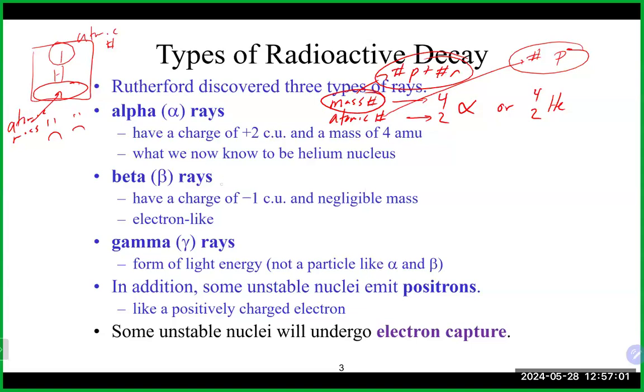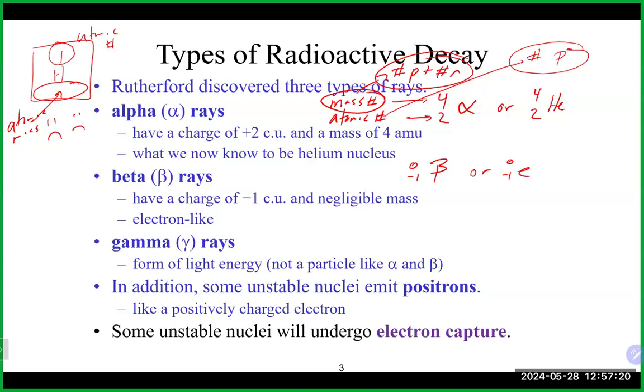When we talk about the beta particles, beta is symbolized with the beta symbol. It is also an electron, so sometimes people will just use an E to represent that as well, or the beta symbol. It basically has a -1 charge like an electron.